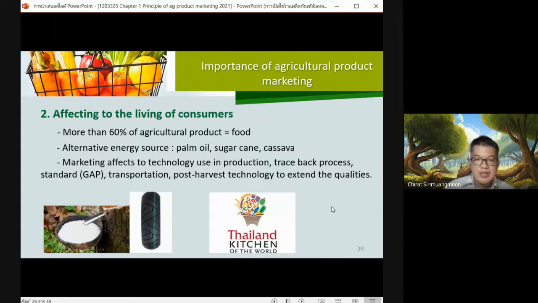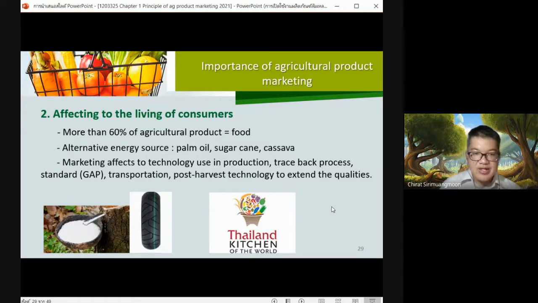Then, because Thailand has good resources, we have the policies that link to the use of agricultural products. So it affects the living of the consumers in Thailand too. Because think about the agricultural products in terms of 100%, 60% of agricultural product is food. So you can produce the food product for other countries. That is the reason why we want to be the kitchen of the world.